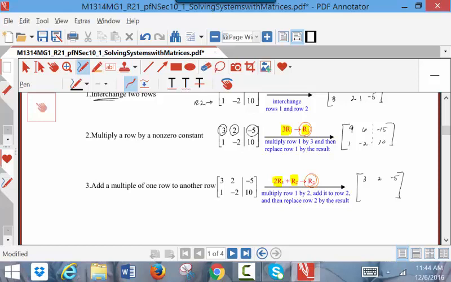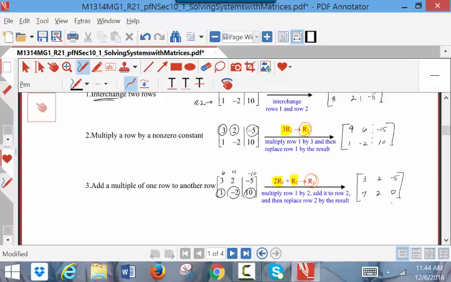Okay, so let's do what it's asking me to do. 2 times row 1. 2 times 3 would be 6. 2 times 2 would be 4. And 2 times negative 5 would be negative 10. Take those numbers and add them to row 2. 6 plus 1 is 7. 4 plus a negative 2 is 2. Negative 10 plus 10 is 0.